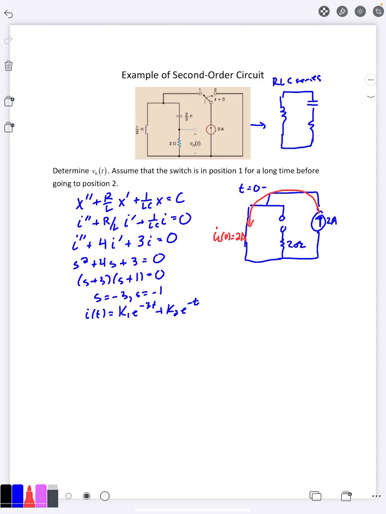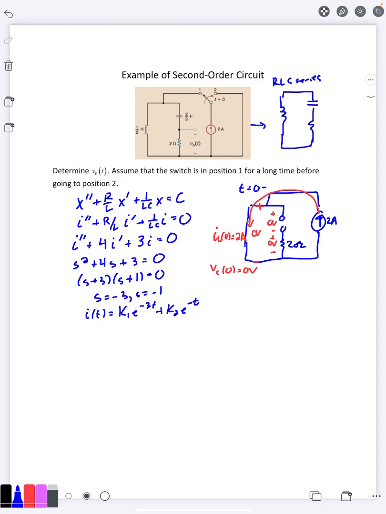Now we can see, since this is a short, the voltage here is going to be 0 volts. However, since we haven't opened the other side, there's going to be no current across the resistor, which means my initial voltage across the capacitor is also 0. So Vc of 0 is 0 volts.